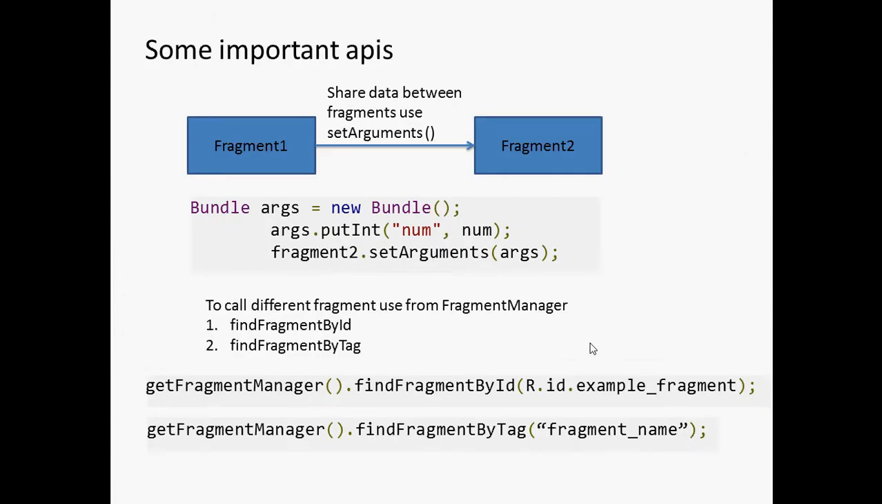Some important APIs. How do you send data from fragment 1 to fragment 2? If you want to send data from fragment 1 to fragment 2, you can use the setArguments API. There are some APIs to call a different fragment: you can call findFragmentById or findFragmentByTag. getFragmentManager.findFragmentById with the ID, and getFragmentManager.findFragmentByTag with the fragment name.